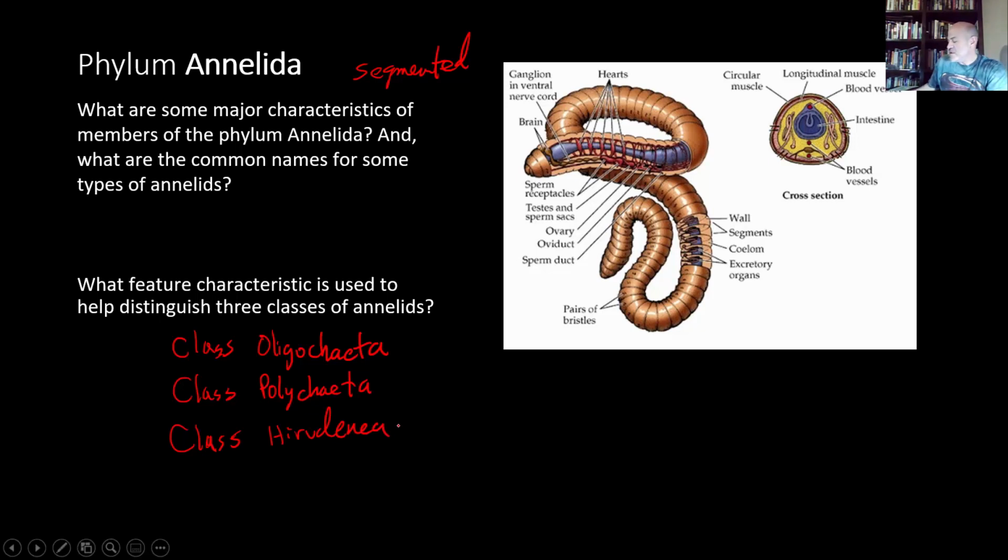The leeches, the Hirudinea, get their name based on a protein they produce in their saliva. These guys are ectoparasites, and it looks like this is an eye. There's a protein in their saliva that prevents blood from clotting. So when they latch onto an animal and are sucking blood from it, this protein helps prevent the blood from clotting, so it flows more easily.